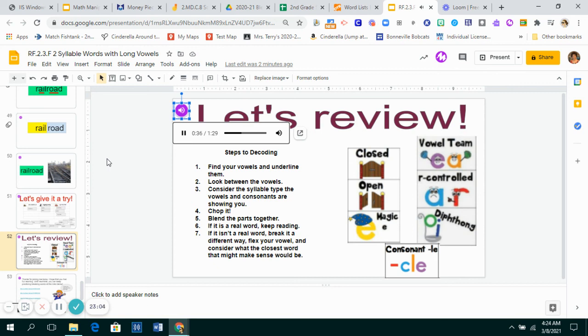Do you see a closed syllable? Is there a vowel team, an R control, a diphthong, a vowel consonant E? Then chop it. Blend your parts together. And if it's a real word, good for you. Keep reading. But if it's not a real word, you get to do it again. You get to break it a different way. You get to flex your vowels. And you need to be considering what the closest real word that sounds like what you're saying might be. But regardless, we're going to keep working and practicing because that's how good readers become even better readers.